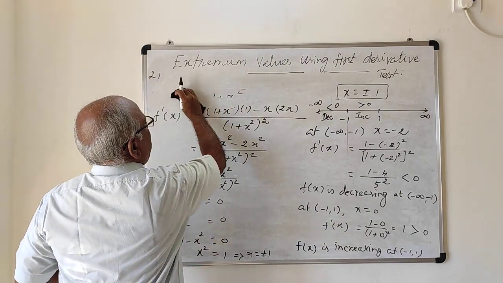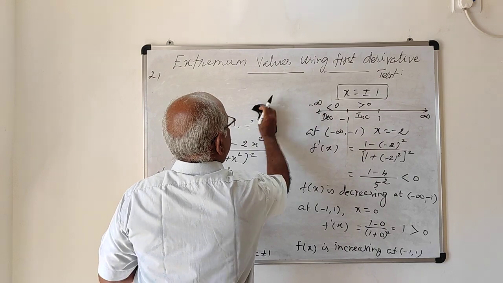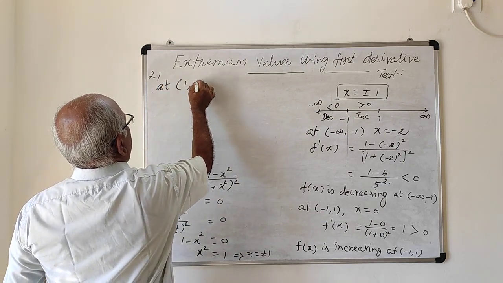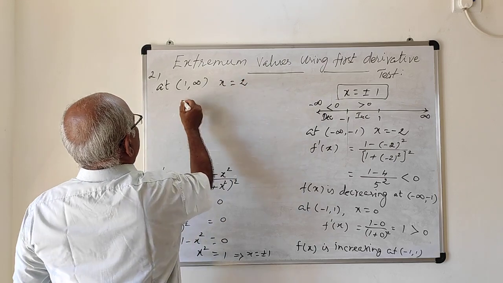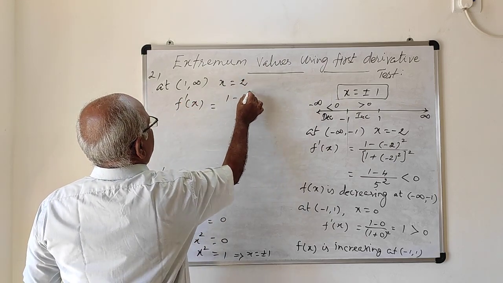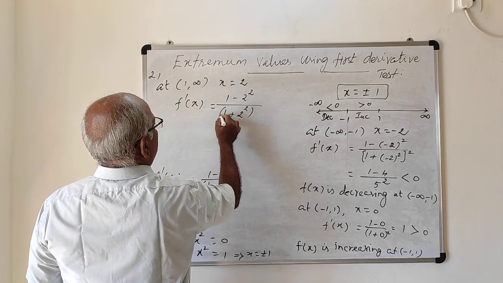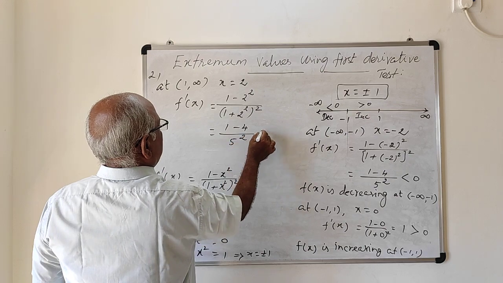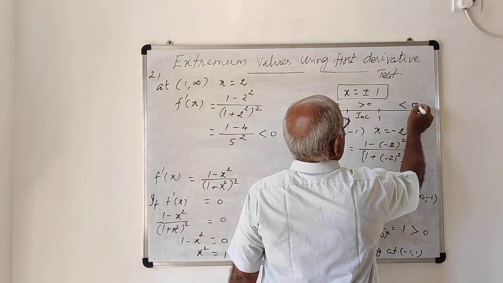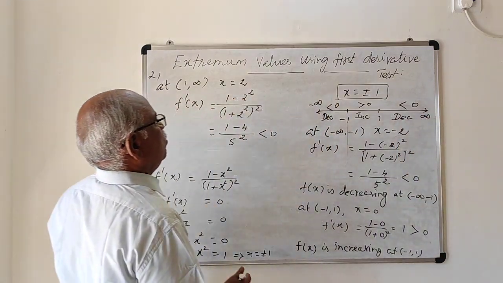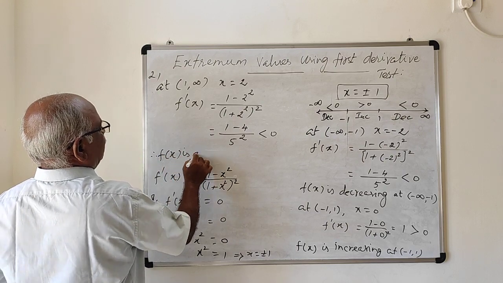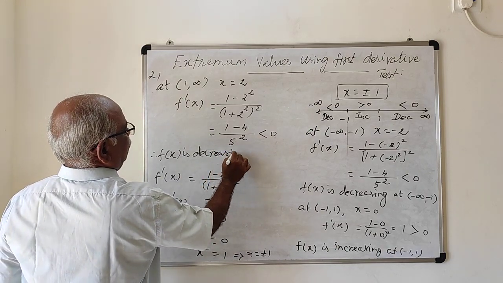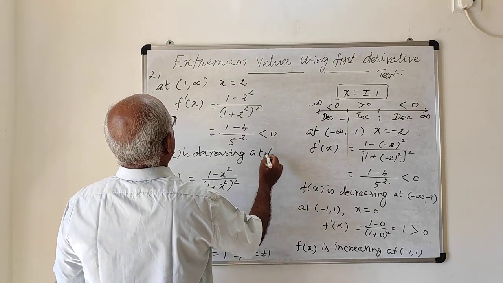Now in the interval 1 comma infinity, say x equal to 2, f dash of x is (1 minus 2 square) by (1 plus 2 square) the whole square, that is 1 minus 4 by 5 square, which is also negative. Therefore, f dash of x is negative, and f of x is decreasing in the interval 1 comma infinity.